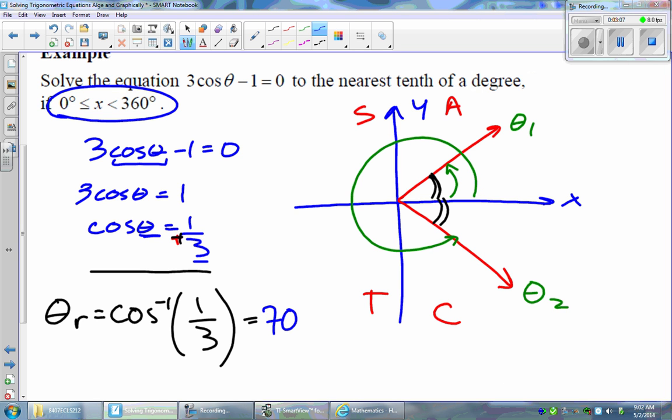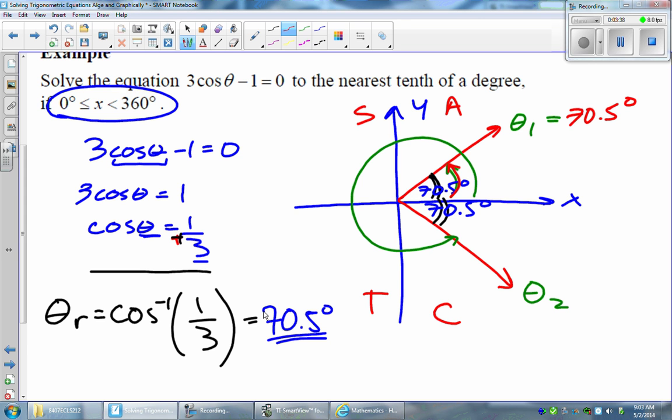Remember, we can't assume that's our solution yet. We need to go back to our diagram. Remember, 70.5 represents the reference angle. So this angle right here is 70.5 degrees, and the reference angle for the second solution is also 70.5 degrees. So looking at my diagram here, the value for theta 1 is actually the same exact quantity as the reference angle. So from the x-axis to that terminal arm, that is also 70.5 degrees. So there's my first solution.